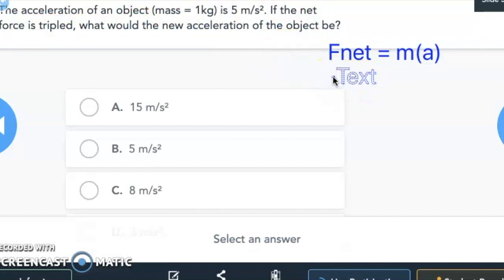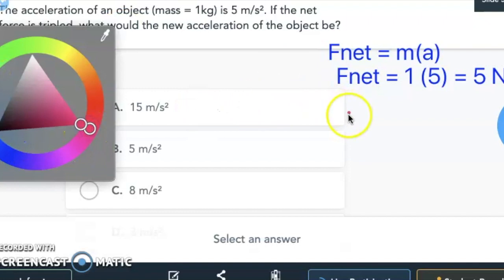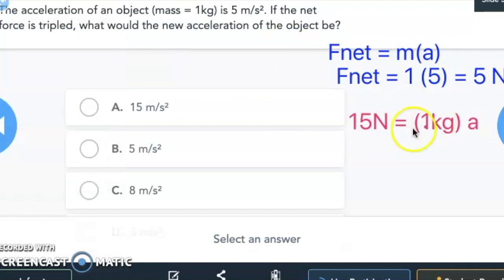We know from the beginning part that the net force is equal to 1, which is the mass, times the acceleration, which is 5, which gives me a net force of 5 newtons. This means that my new force would have to be 3 times that size. It would have to be 15 newtons. And it would still equal 1 kilogram times my new acceleration. You could solve this by dividing both sides by the mass and getting that the acceleration also becomes 15 meters per second squared in this case.